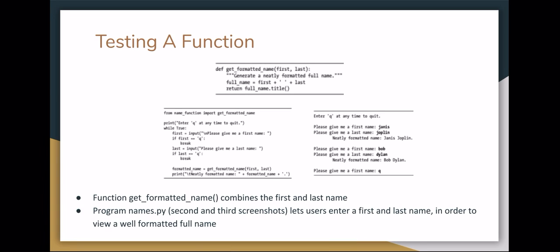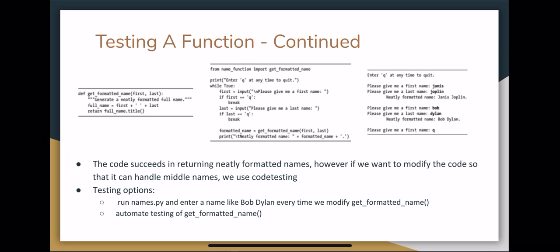Testing a function. So the function in the screenshot on the very top, called getFormattedName, combines the first and last names that are inputted by a user. The second and third screenshots on the bottom allow users to enter a first and last name in order to view a more well-formatted full name. The code succeeds in returning neatly formatted names.